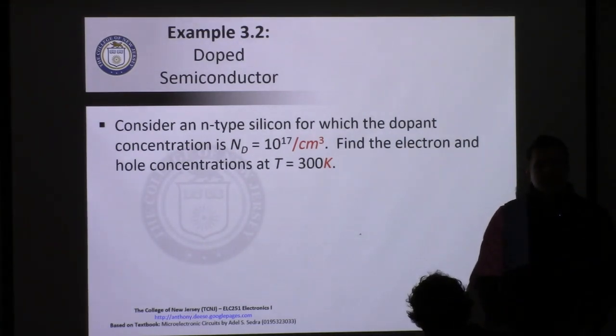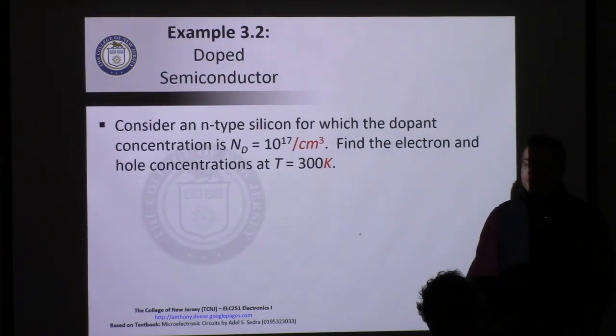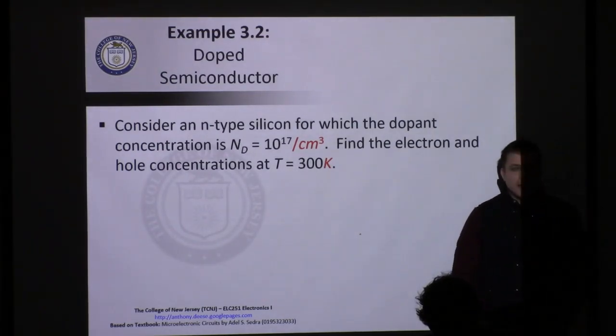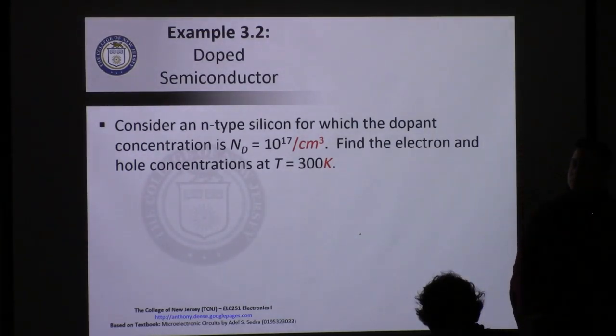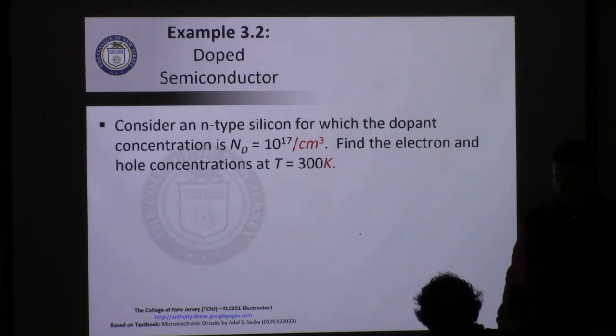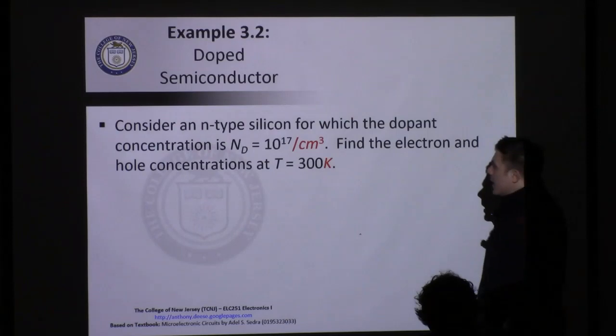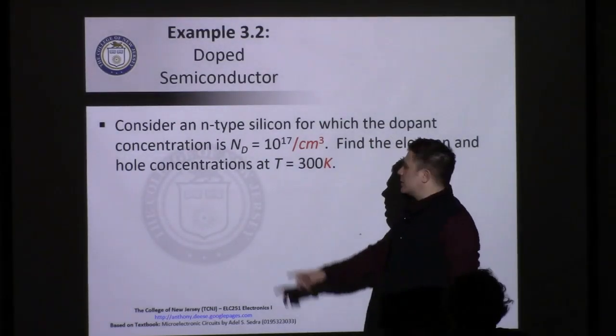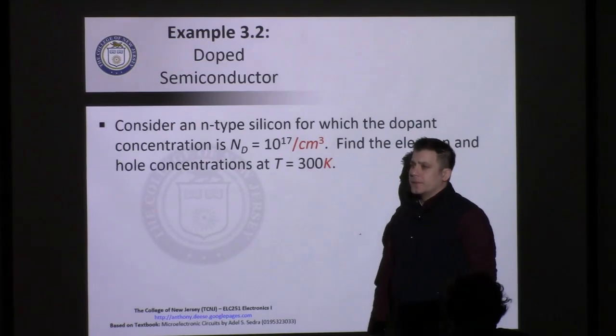What's the majority charge carrier for this type of semiconductor? Exactly. So then it should be really easy to figure out what the concentration of the free electrons would be, right? That's going to be equal to Nd. Exactly. So we know that right off the bat. The concentration of the free electrons is 10 to the 17 electrons per cubic centimeter.